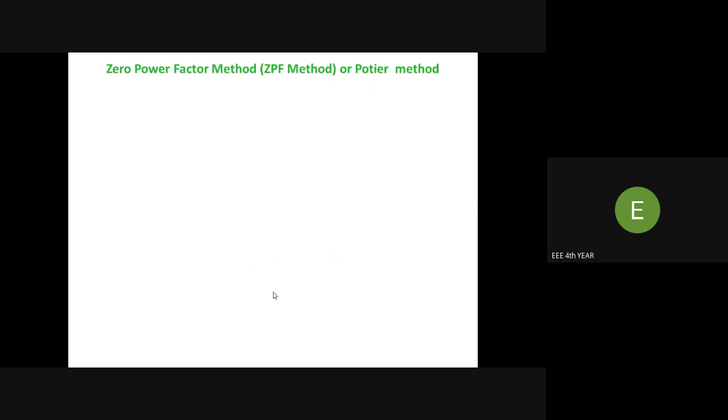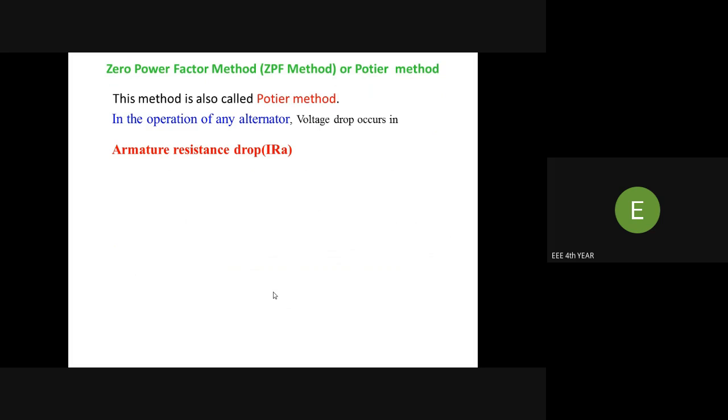The next method is the zero power factor method, or ZPF method, also called the Potier method. In the operation of any alternator, voltage drops occur in the armature resistance and the armature leakage reactance. So two drops are there, and we can consider these two drops also. Previously we could not consider the armature resistance drop and armature leakage reactance drop, but in this case we can consider them.